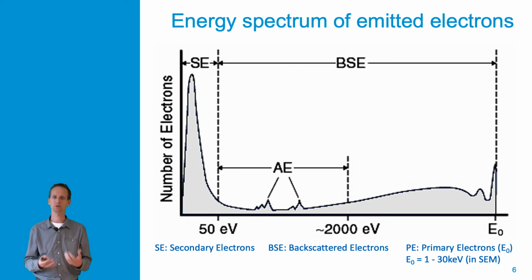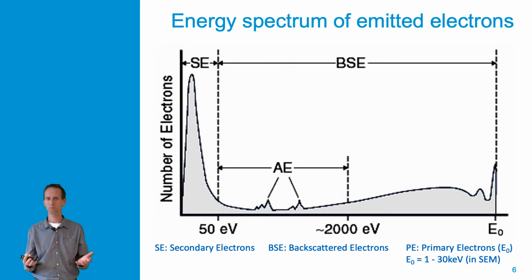On the horizontal axis you see the energy of electrons emitted from the sample. E0 indicates the primary electron beam energy. For a scanning electron microscope, this is typically on the order of 1 to 30 kiloelectron volt. On the vertical axis, you see the number of electrons detected at a specific energy. So first, we see a huge peak at very low energies, typically below 50 electron volt with a maximum around 10 electron volt. So these are the secondary electrons, very low energy electrons.